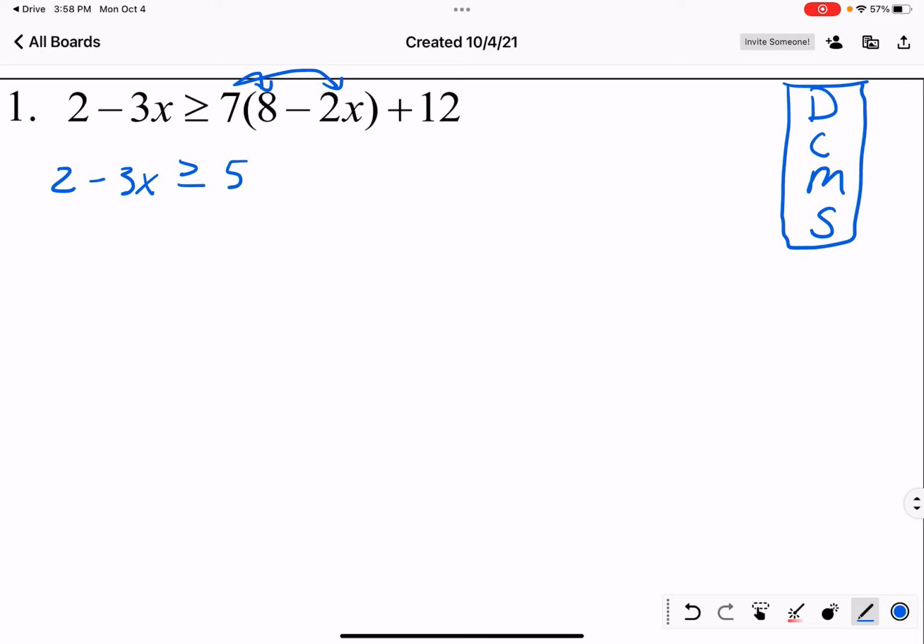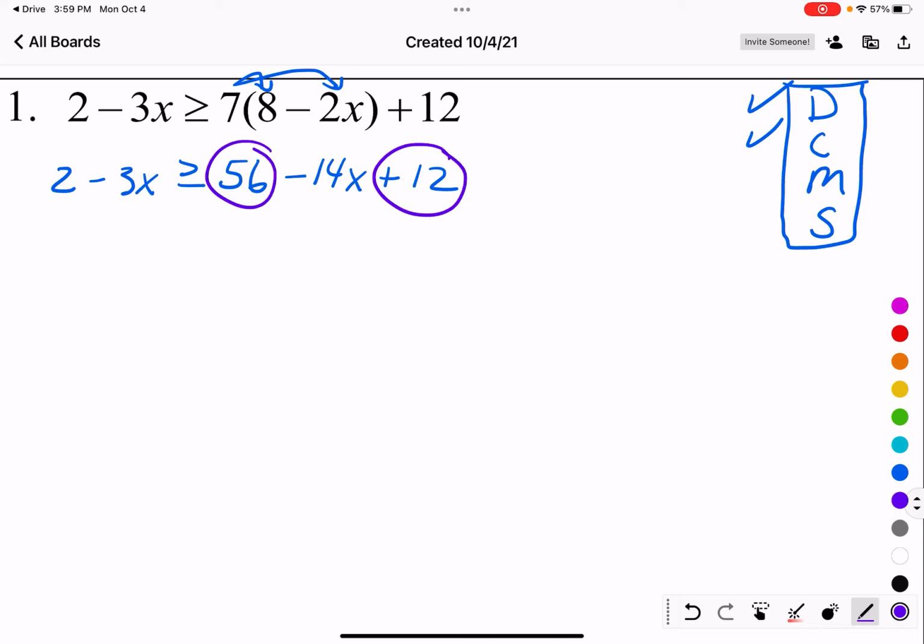So 7 times 8 would give us 56, and then 7 times negative 2x is negative 14x, and then the plus 12, we will drop it down. So that's the distribution step, okay? Now we're going to combine like terms. So on the left side, there's nothing, but on the right side, I see 56 and 12, okay? Combine those first before you go to the move step.